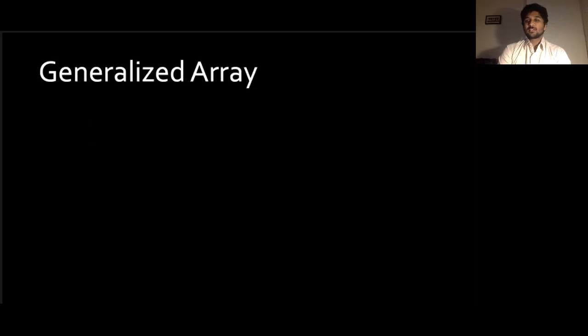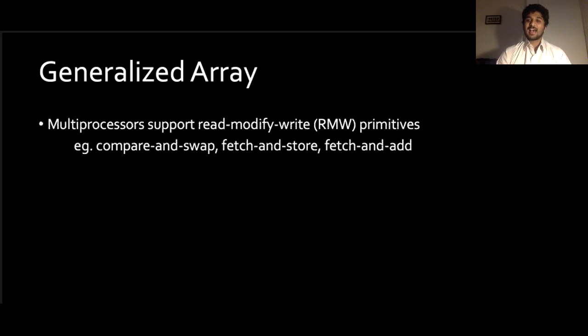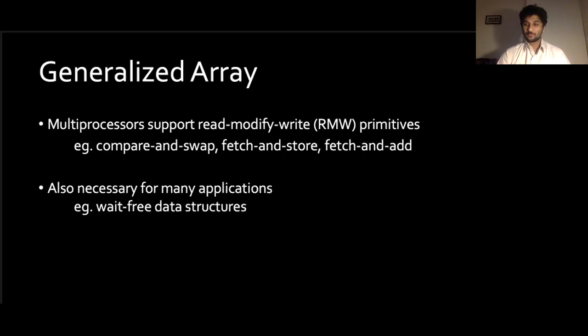I've described our concurrent fast array algorithm until now. By definition, such a fast array supports only two operations after initialization, read and write. However, hardware arrays in modern multiprocessors are generalized. That is, they support more primitive operations. For example, CAS, fetch and store, and fetch and add are common examples of such operations. These operations are widely used in concurrent algorithms. In fact, they're even absolutely necessary for some applications, such as building wait-free data structures.